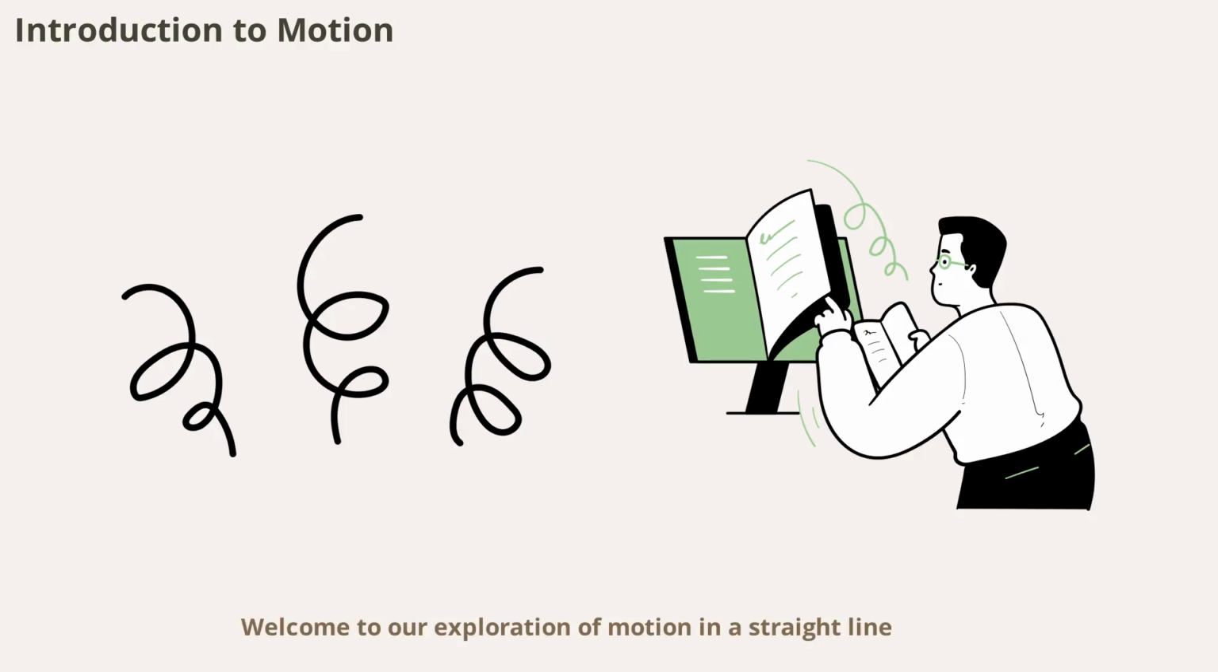Welcome to our exploration of motion in a straight line, a fundamental concept in physics. In this chapter, we'll break down what it means for an object to move in one dimension, discuss key terms like position, displacement, speed, and velocity, and see how these ideas form the basis for understanding more complex motion. Whether you're new to physics or brushing up on the basics, this journey will help you grasp the essential principles that govern how objects move along a straight path.